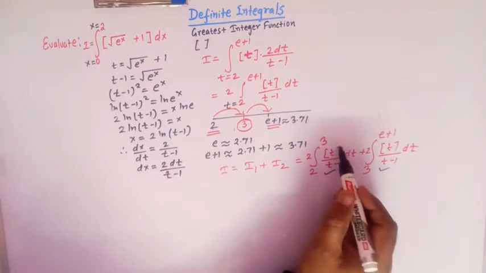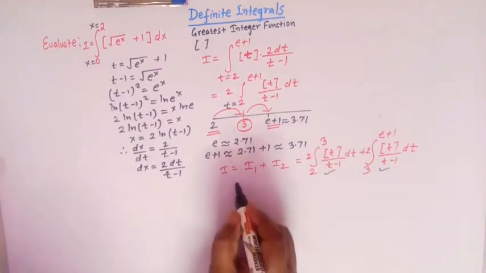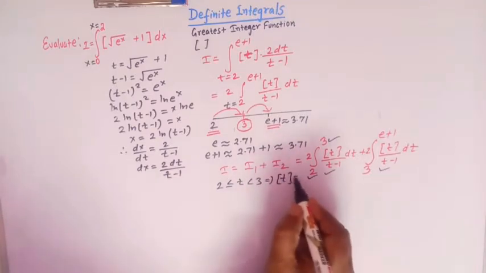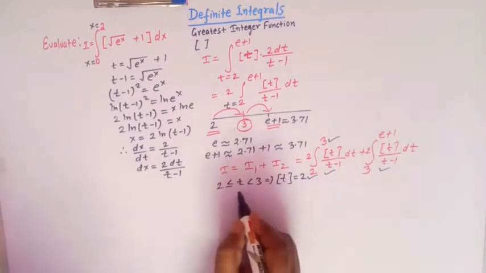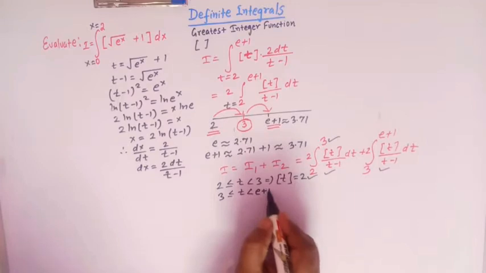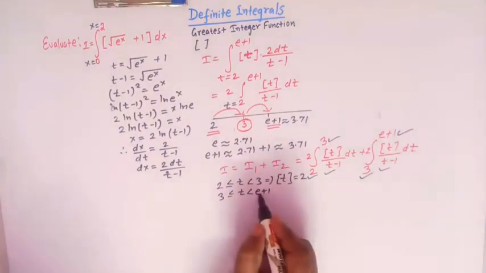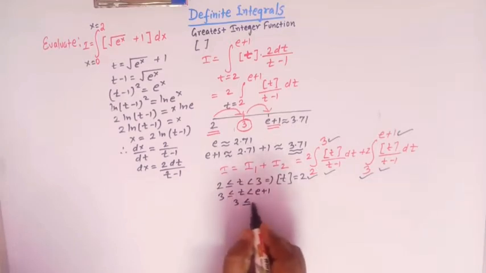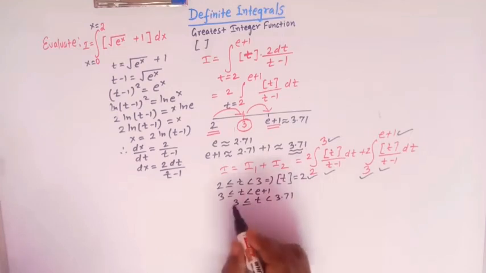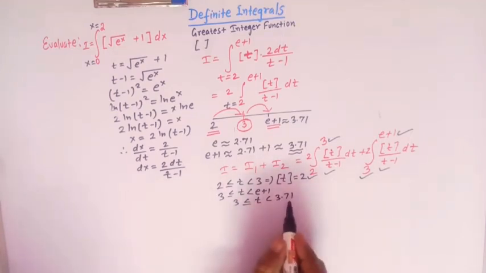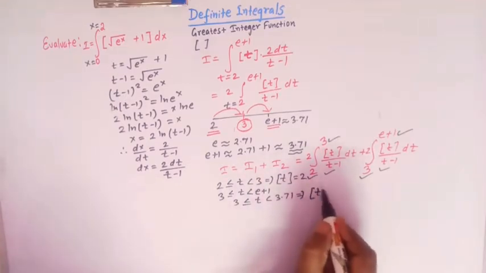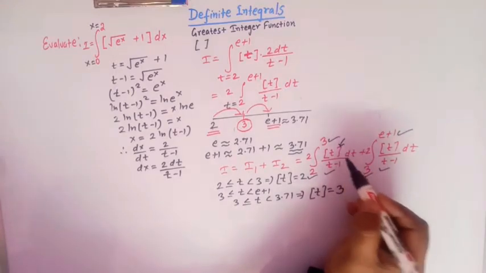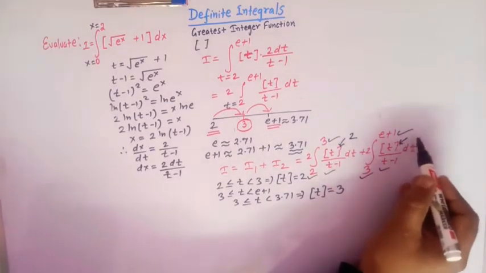Now here we'll apply the definition of the greatest integer function, which says that here t lies between 2 and 3, so the value of greatest integer t is 2, and here t lies between 3 and e plus 1, right? And what is e plus 1? e plus 1 is approximately 3.71, so we can write this inequality as: t lies between 3 and 3.71, so this implies that the value of greatest integer t is equal to 3, right? Okay, so here we'll substitute 2, and here we'll substitute 3, right?